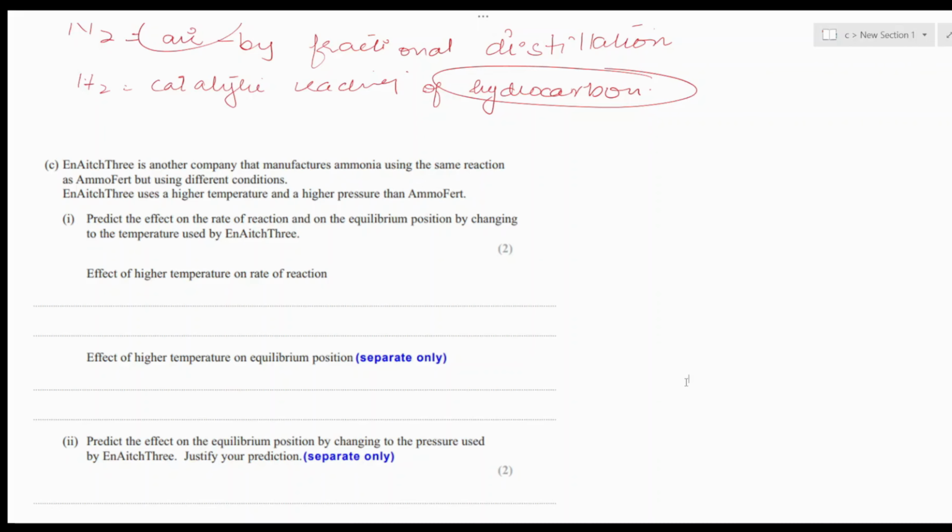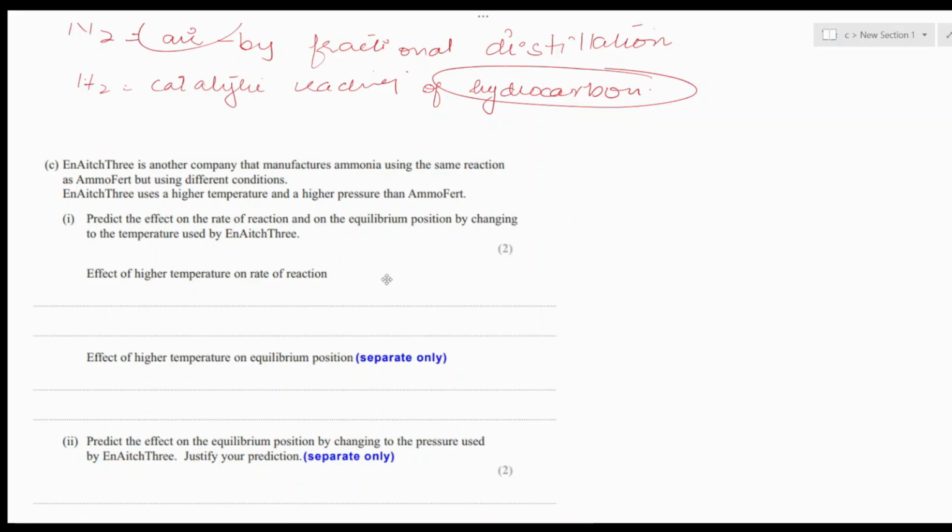NH3 is another company that manufactures ammonia using the same reaction but using different conditions. Okay, it uses a higher temperature and higher pressure. Predict the effect on the rate of reaction and on the equilibrium by changing the temperature, and what if they change the pressure? First of all, let's talk about temperature.